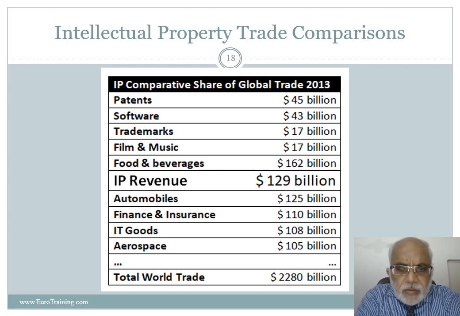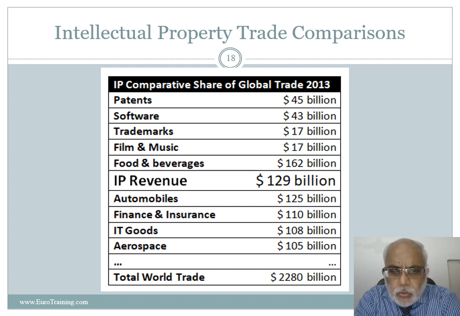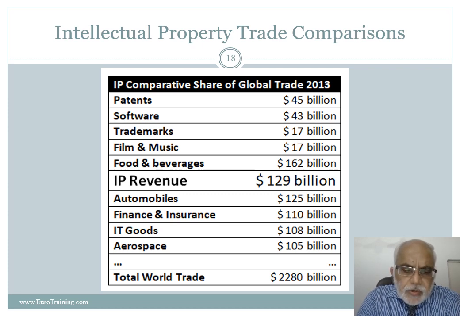Automobiles, 125 billion, automobile industry. Finance and insurance, 110 billion. IT goods, 108 billion. Aerospace, 105 billion. And total world trade, 2280 billion, $2.28 trillion. Intellectual property related trade.